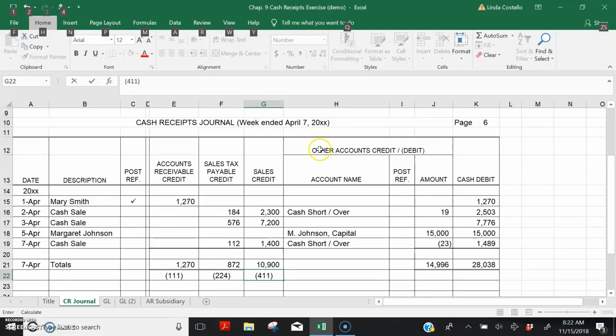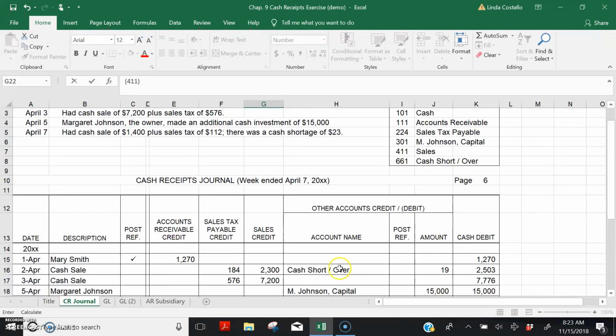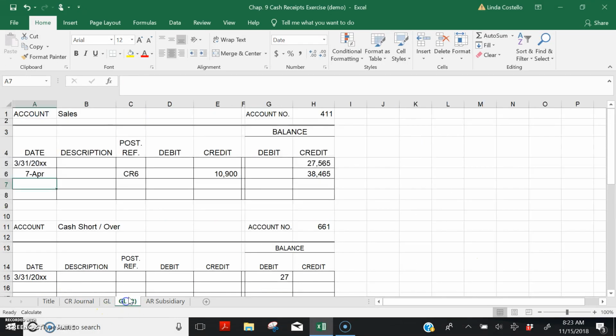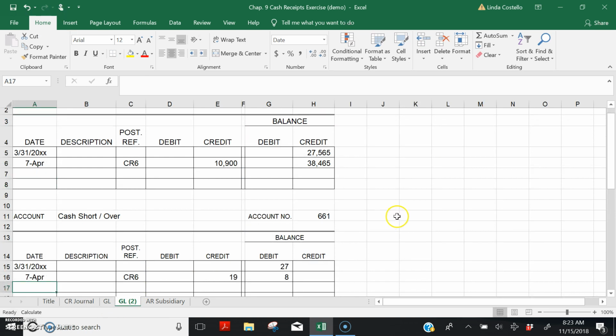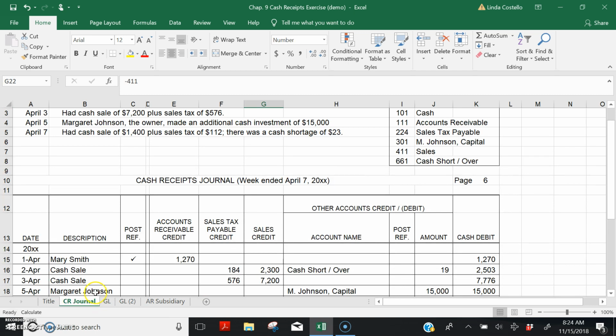Let's take care of posting the other accounts credit and debit columns. The account number for cash short and over is account 661. Turn to the general ledger account number 661. Date April 7th. Leave the description blank. Posting reference CR6. Credit $19, leaving an $8 debit balance in the account. The previous $27 debit balance minus the $19 credit we just posted. Return to the cash receipts journal and record account number 661 in the posting reference column next to the $19 credit amount.